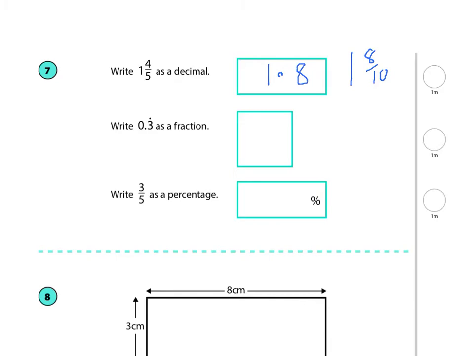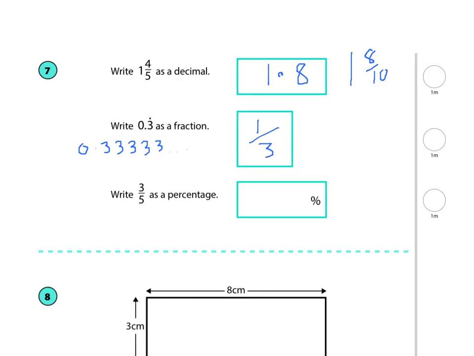1.8. Now the second part of this, write 0.3 recurring, that's what the little dot means above the 3, as a fraction. Now you may have come across this type of decimal before when you've been doing calculations, and the 3's continue forever. Now, a classic mistake in this one is people put 3/10 because they see the 3 in the tenths column, but actually this is the well-known fraction that is 1/3.